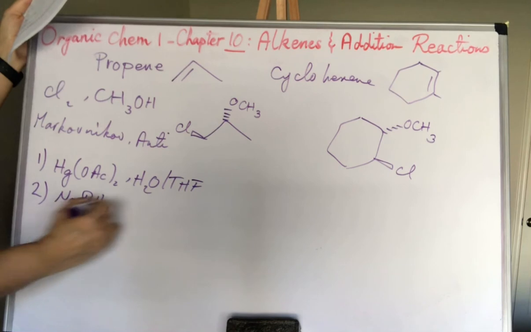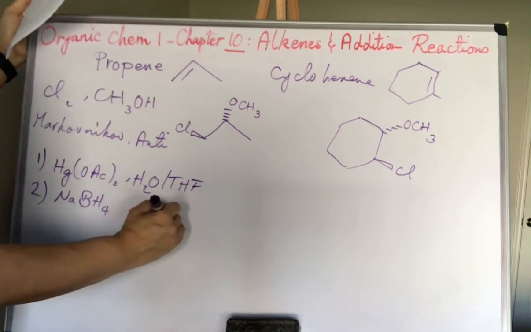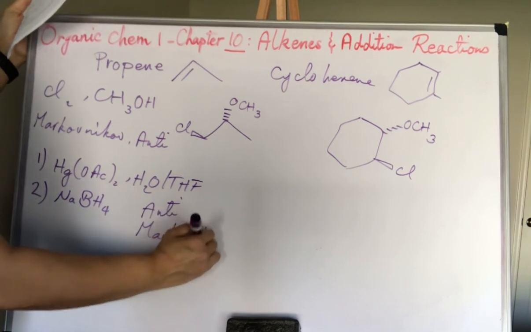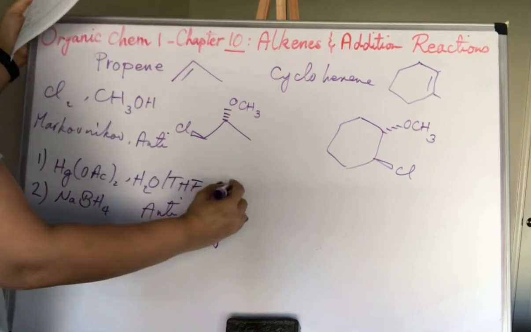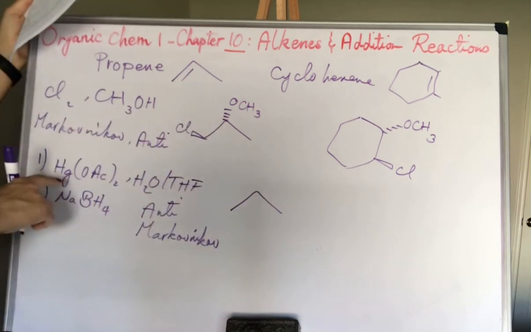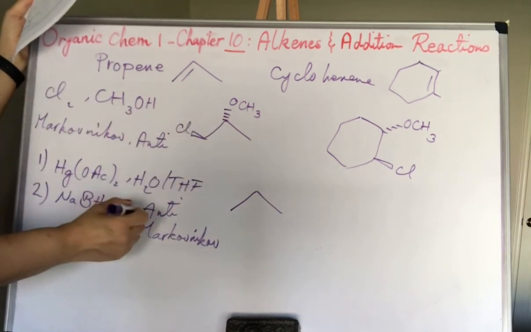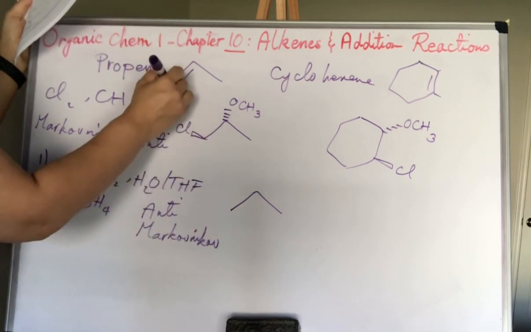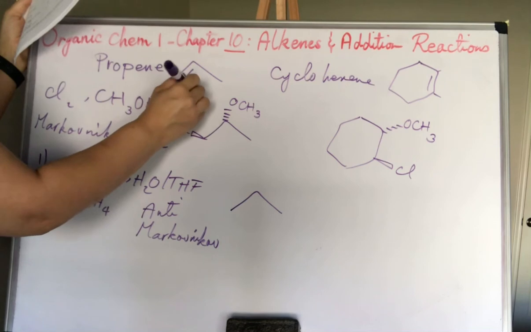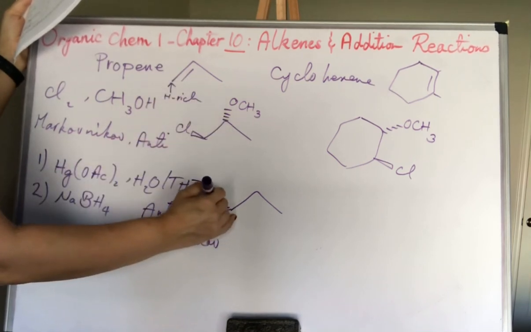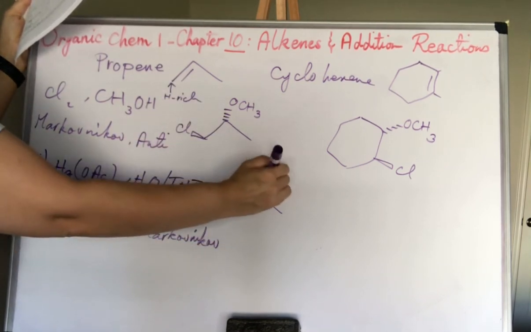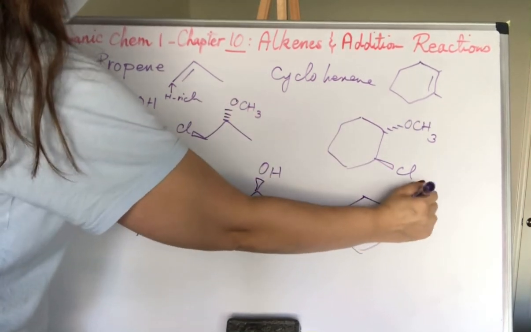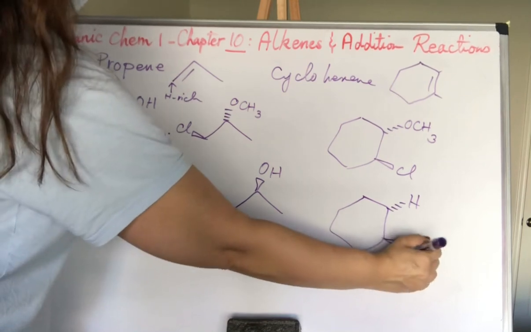So this is anti and Markovnikov. You see, I am considering all of these facts for every single reaction. So we are adding water, oxymercuration, demercuration, anti, and Markovnikov. Markovnikov means hydrogen will be added to the hydrogen-rich carbon. So this is a hydrogen, and this is an OH. Again, in this case, it doesn't matter which one gets hydrogen and which one gets OH.